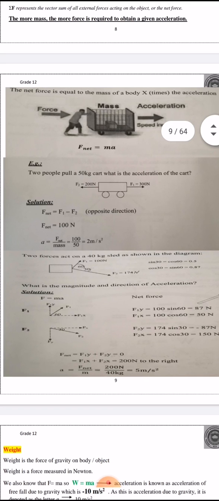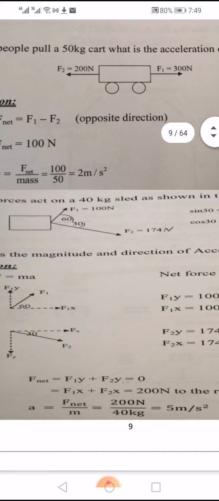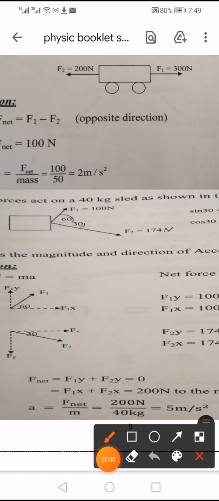Look at the second example, which is very important. If we have two forces acting on an object but at an angle, like 30 and 60. Two forces act on a 40 kilogram mass, as shown in the figure. We have two forces acting on this object with angles 30 and 60. The first force equals 100, the second force 174.